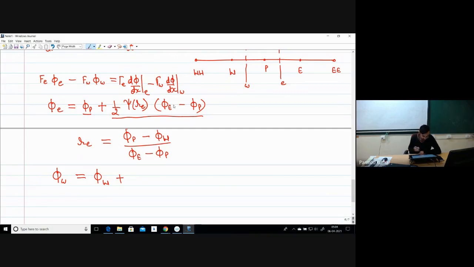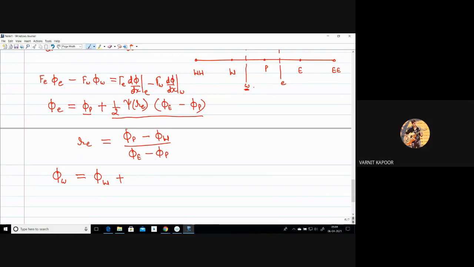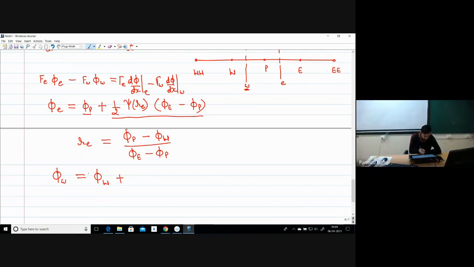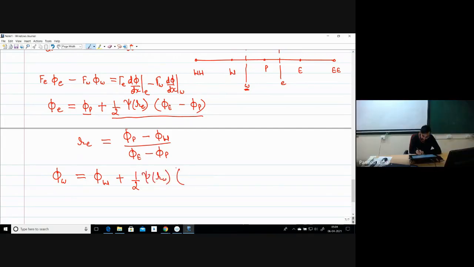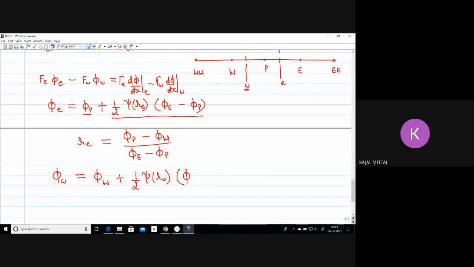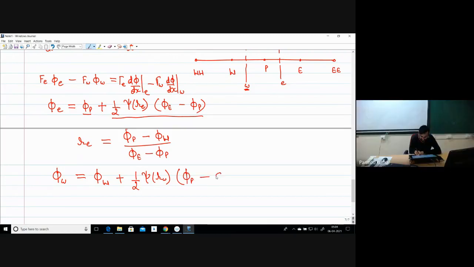Okay. So what we will be doing? What is the upstream node for W phase? Which one is upstream node? W. So I have to write over here phi W plus half of psi at which point? Rw. Rw into what I will now write? Phi P minus phi W. Okay, so make some analogy.